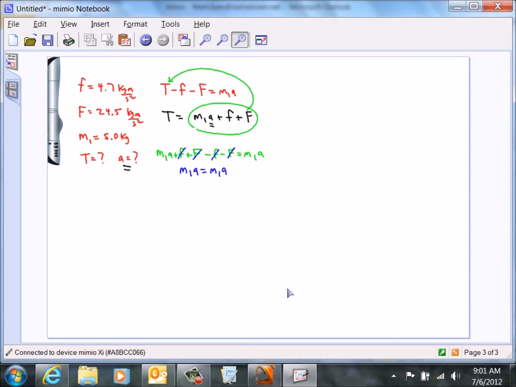Well, that's true. M1A does equal M1A. In fact, that says 1 is equal to 1. All very true, but completely useless. Doesn't help me at all in figuring out the value for A or for T. All right, well, that didn't work, so let's get rid of that. No point in keeping it there.